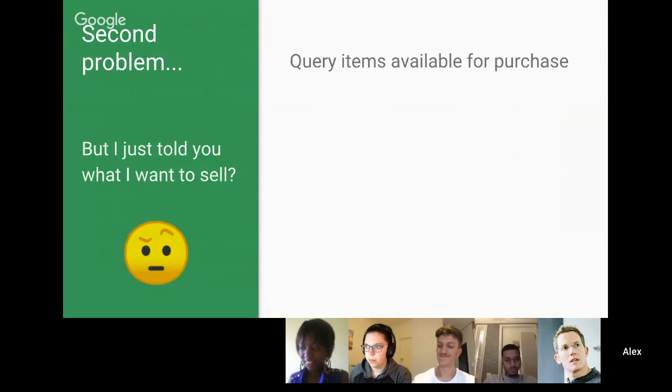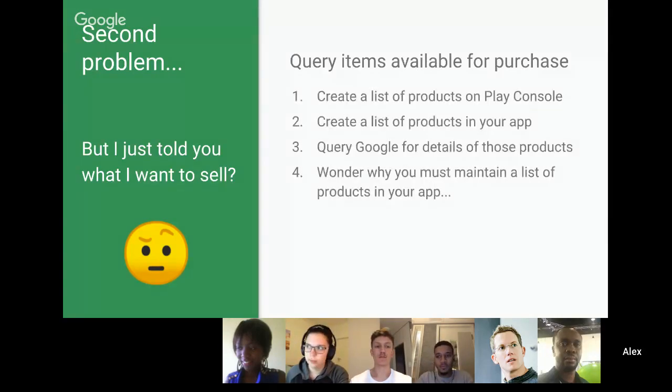So hang on, query the items available for purchase. That seems quite straightforward, right? You say, I've set up these products within the Play console, so now show them to me, except that's not the case. According to the sample code and documentation, you need to maintain a list of your product IDs or SKUs separately within your app, so that you can ask the Play billing library for the details of that list of products.